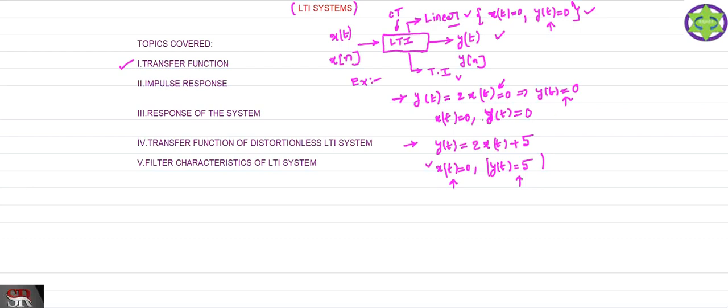In this case, just observe: in the first case, if x of t equal to 0, your y of t is equal to 0. In the second case, if x of t equal to 0, your y of t is equal to 5. That means even before applying the input, your system produces the output.